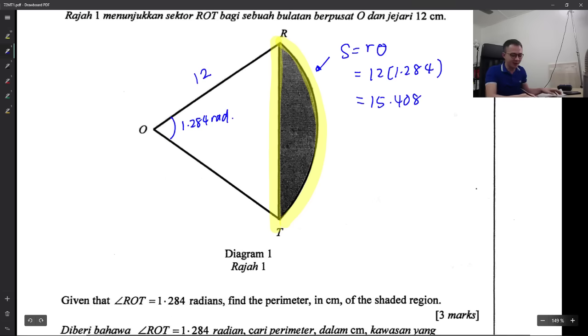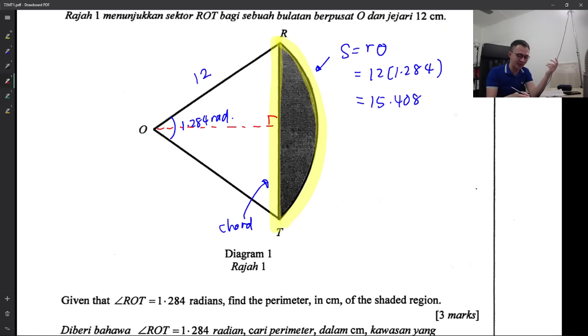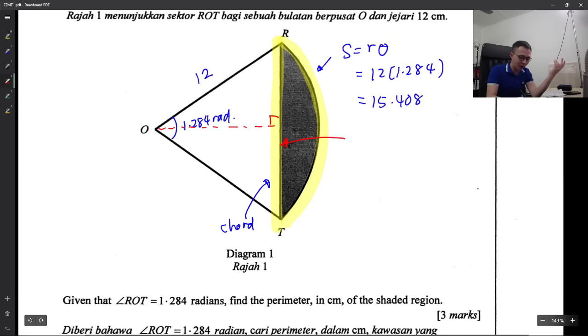The next thing is, how about the chord? This line has a name, they call it the chord. How about the chord RT, or the straight line RT? I prefer to use a formula. Of course, you can separate this into a right angle triangle and use SOHCAHTOA to find it, but I am too lazy to do that. So what I will do is just use the cosine rule. I hope you know the cosine rule: a equals square root of b squared plus c squared minus 2bc cos A. I think this formula is quicker and easier.